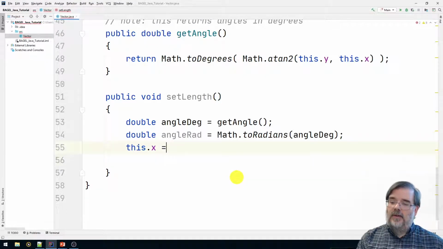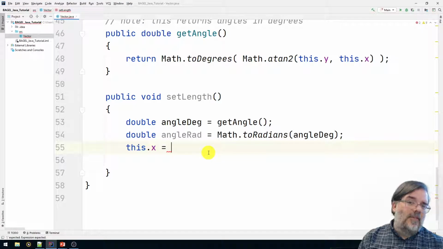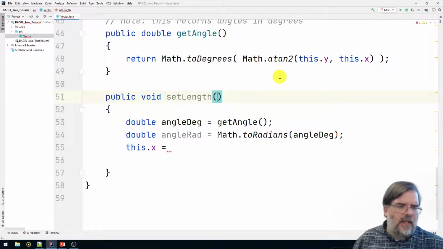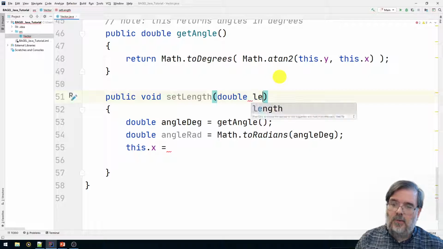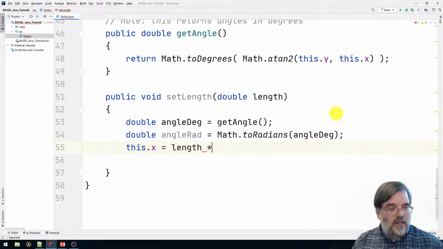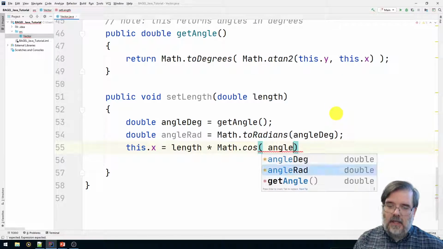Right, so you might remember from before that there are some mathematical formulas we can use to calculate the x and y values. The x value can be calculated as the length of the vector times the cosine of the angle. So set length should really have some parameter, whatever we want the length to be. And the x value, the adjacent side, can be calculated as length times math.cos of the angle in radians.